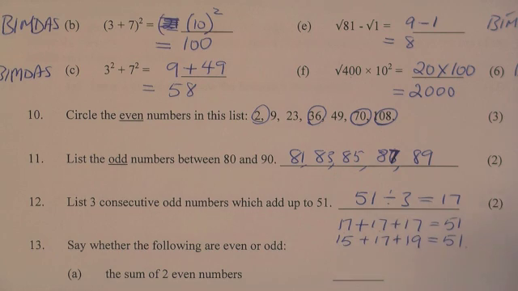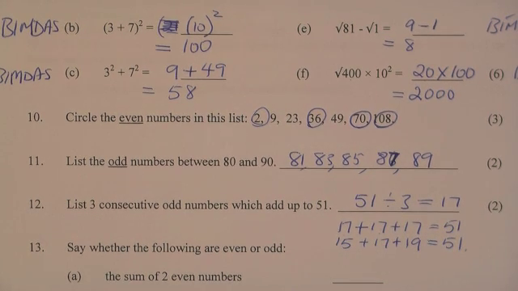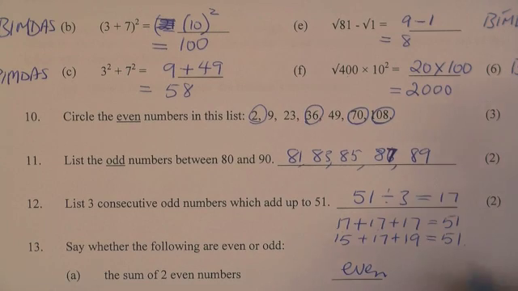Say whether the following are even or odd. The sum of 2 even numbers is always even. For those of you interested, 2n, 2 times a number, that's an even number, plus another even number, 2n, is equal to 4n, which is even, which is 2 times 2n.